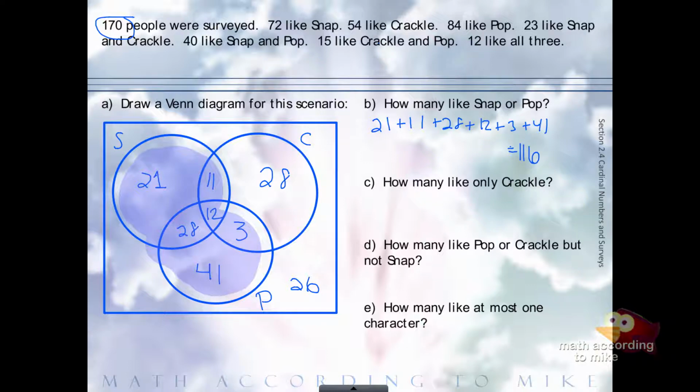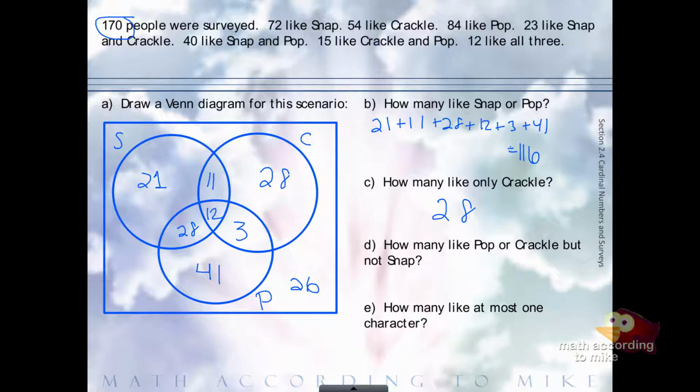Okay. How many people only like Crackle? Well, there's nothing to add here. The people that only like Crackle are these people here, which would just be 28. We can't add on any other number because then that means they're going to like something besides Crackle. We just want the Crackleites. I guess that's what they'd call themselves.